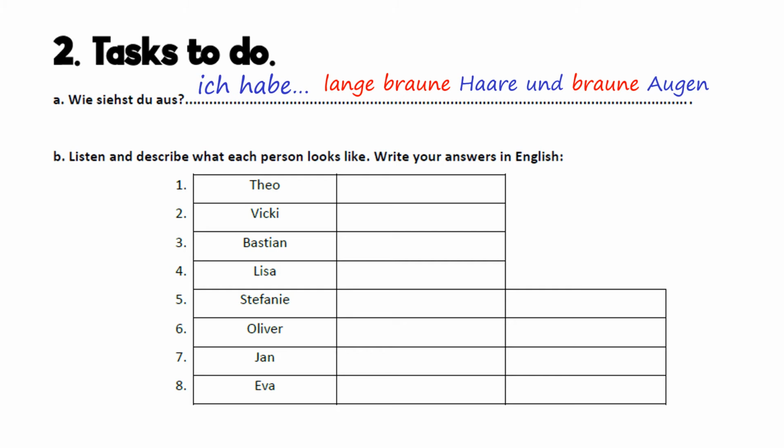5, Stefanie, wie siehst du aus? Ich habe blaue Augen und lange Haare. 6, Und du, Oliver, wie siehst du aus? Ich habe braune Augen und rote Haare. 7. Wie siehst du aus, Jan? Ich habe grüne Augen und glatte Haare. 8. Wie siehst du aus, Eva? Also, ich habe auch grüne Augen und ich habe blonde Haare.